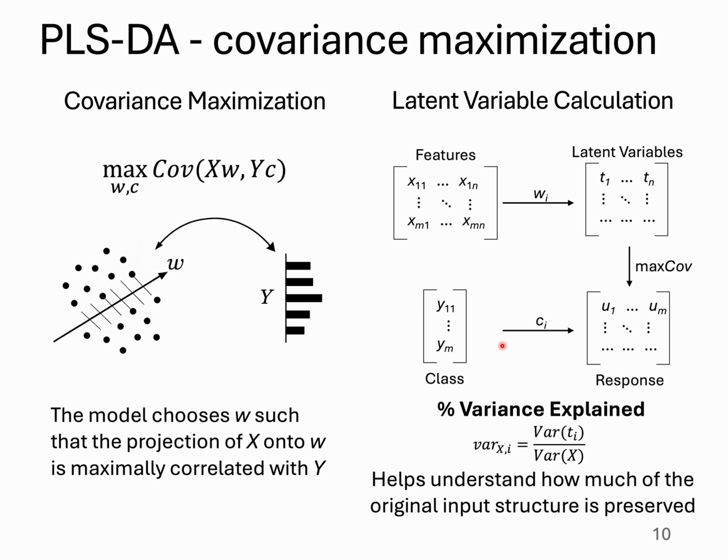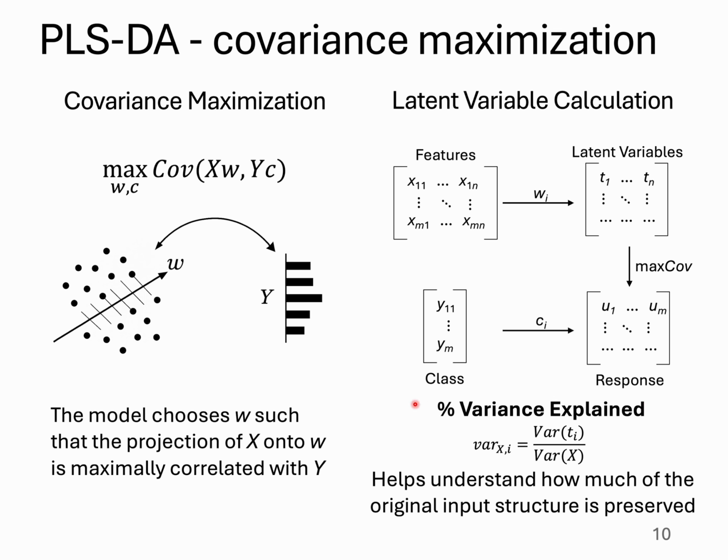And here you can see we start with the original features matrix X. We calculate latent variables. These are new components, or combinations of the features, found by projecting X on the weight vectors. At the same time, we project our Y, or response class, using another vector and try to maximize the covariance between these projections.